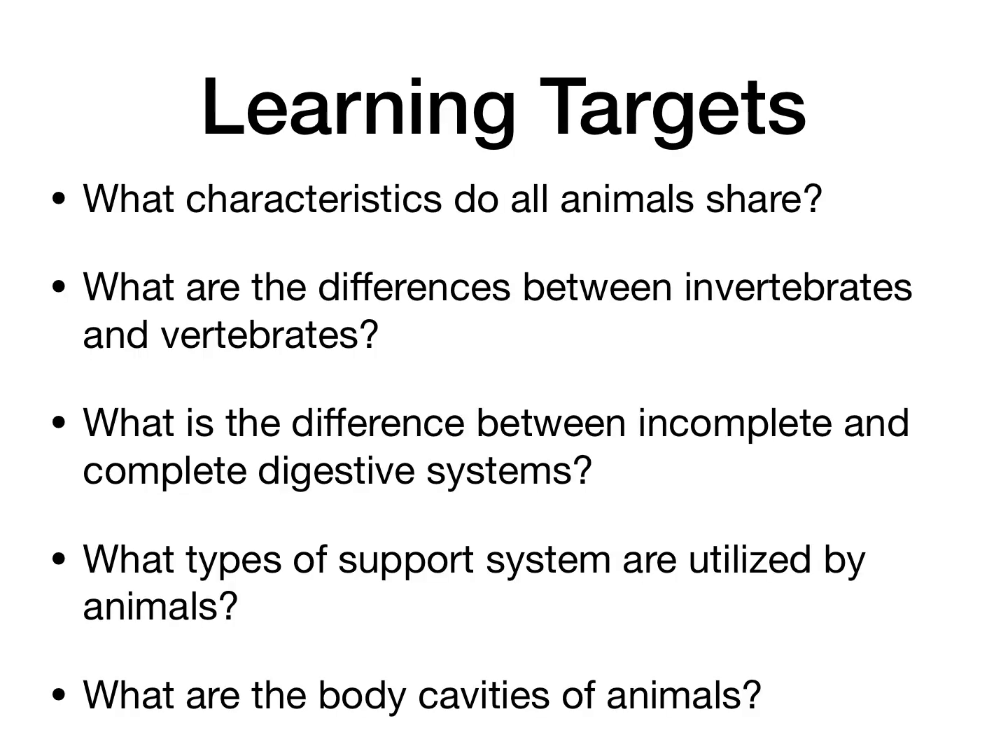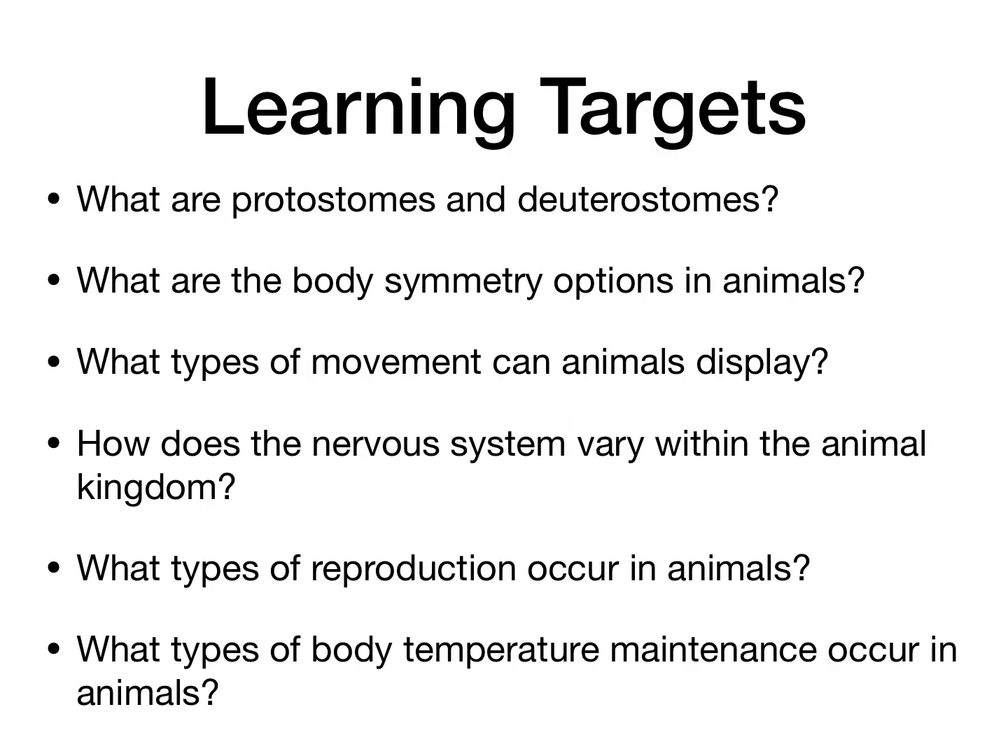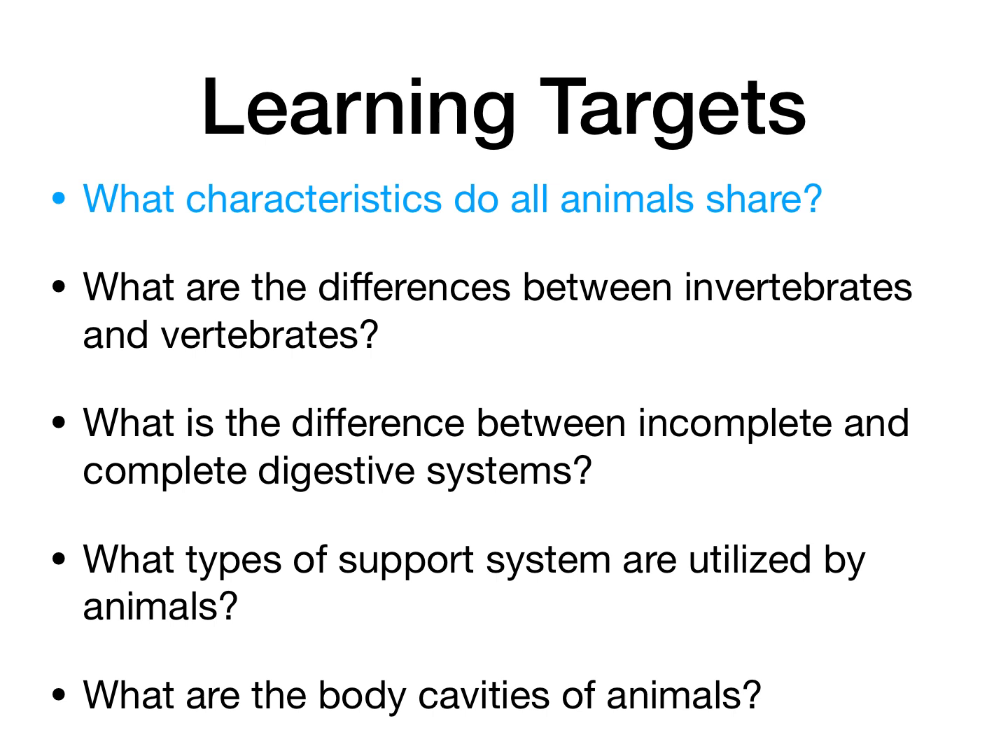So there are a lot of learning targets. I think there's actually 11. And I'll continue to go through these, and they're posted on my Bellarmine as well. So let's start with the first one. What characteristics do all animals share?